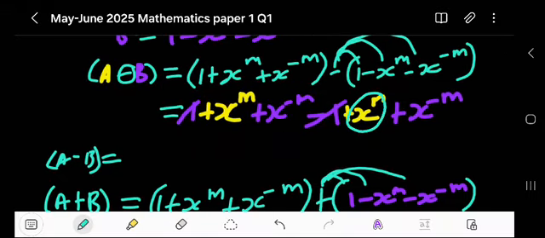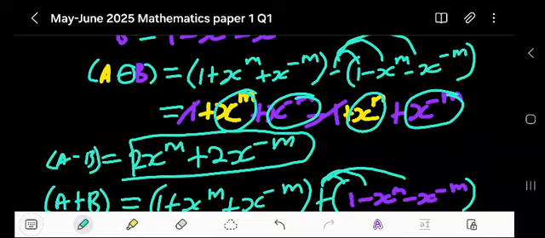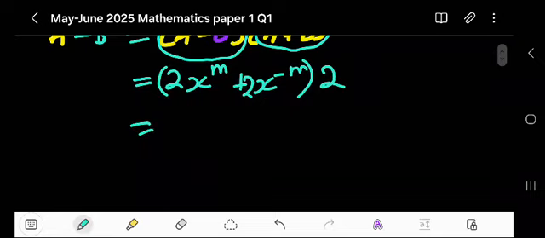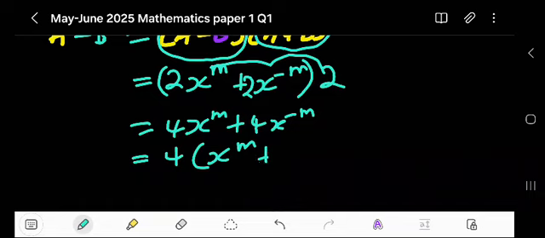When you add this and that, you'll have 2xm. When you add this and that, you'll have plus 2x minus m, like this. So which is a minus b, which is a minus b. So as you can check, guys, if you distribute this, you simply have 4xm, for argument's sake. So I can take out 4 as a common factor, and I will be left with this.